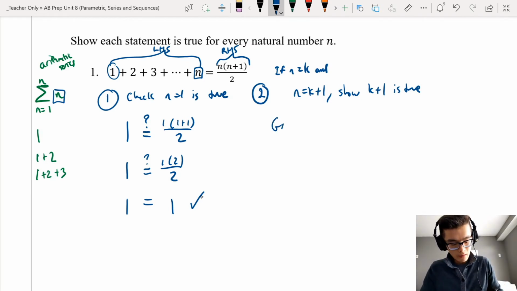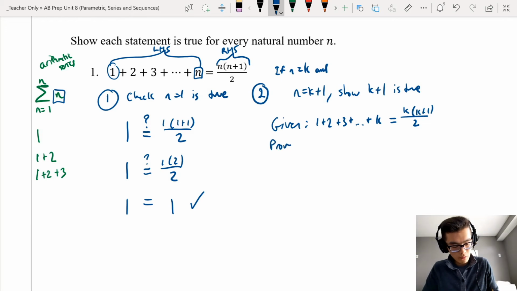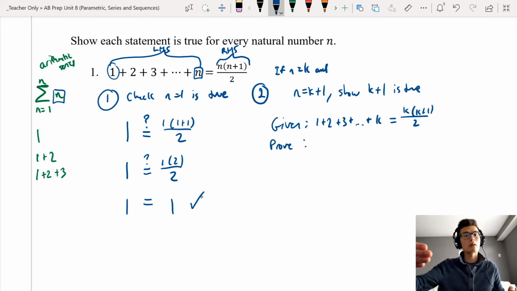I'm going to be given the fact that n equals k. So that means 1 plus 2 plus 3 plus ... plus, instead of n now we use k, equals, and replace everything else, k times k plus 1 divided by 2. In other words, we're just replacing the n with k, just so that we can now modulate things as we need. What you're trying to prove is that it works for the next term.